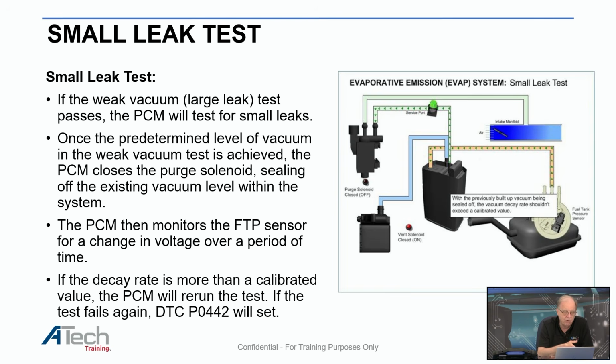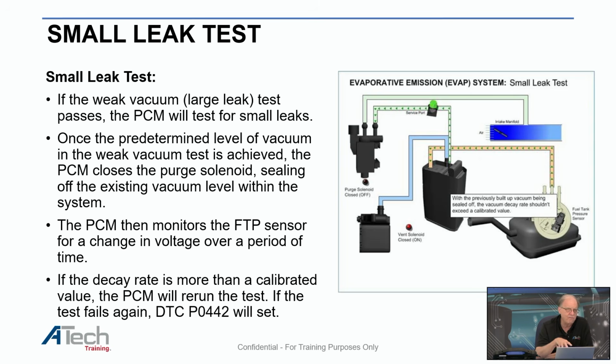Once a predetermined vacuum of the weak vacuum test is achieved, doing the same process, they're going to close the purge solenoid, sealing off the system and the vacuum in it. What they're looking for is how long it takes to lose vacuum. Now, if the decay rate, how fast we lose vacuum, is quicker or slower than the test parameters, we're going to set a DTC. P0442 will set.